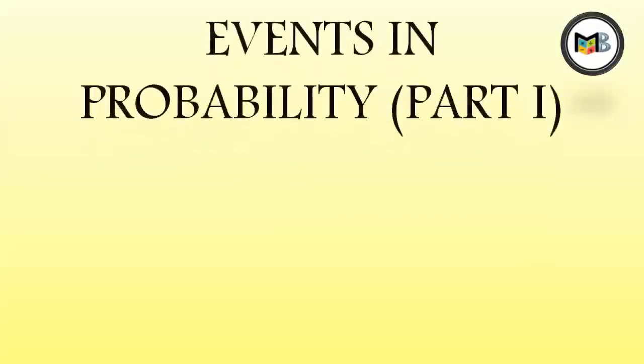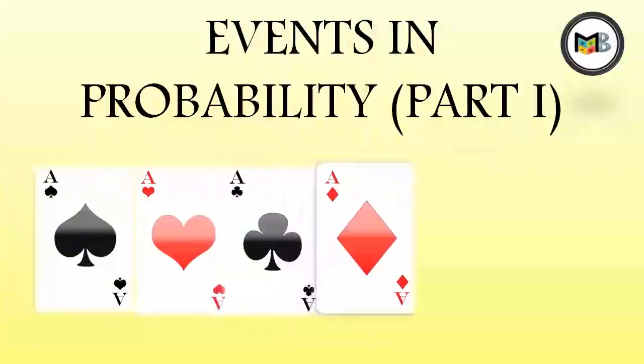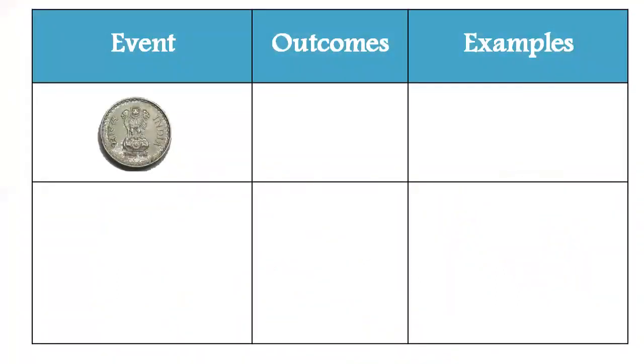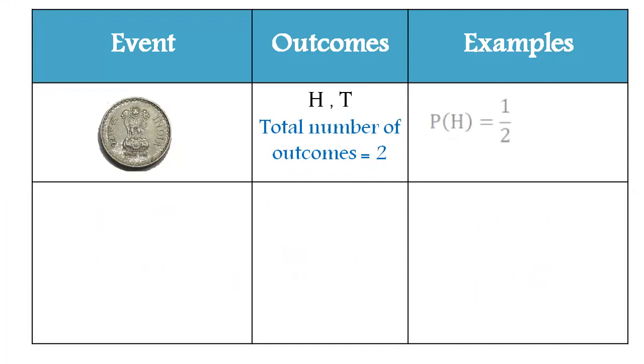In this video, we will see events in probability, part 1, which are needed to understand before solving probability questions. Suppose we toss a coin, we get two outcomes, head and tail. Therefore, total number of outcomes are 2 and probability of getting head is 1 by 2 and probability of getting tail is also 1 by 2.